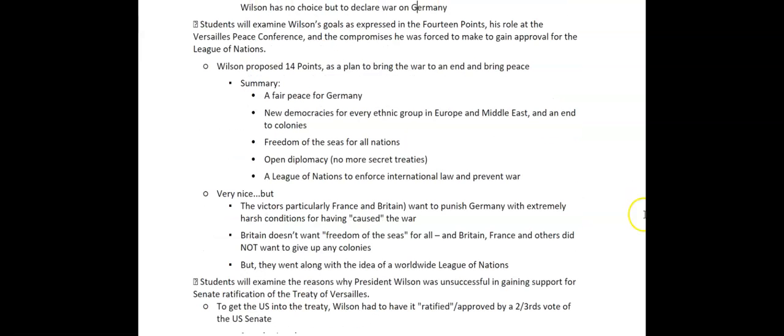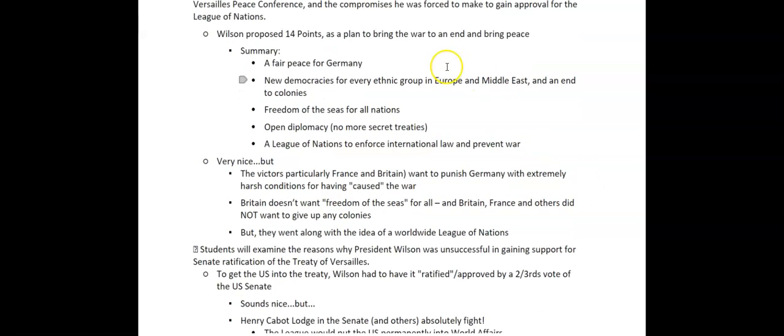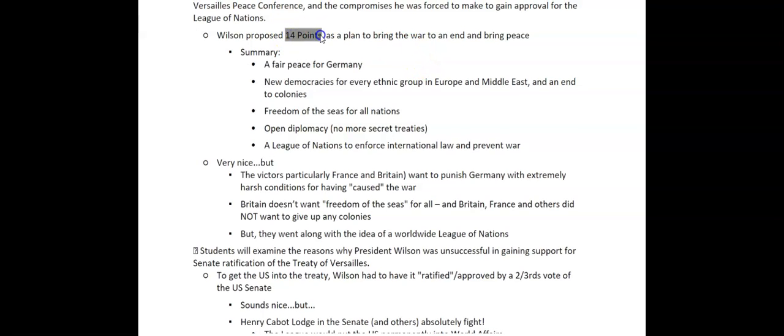The Regents say, students will examine Wilson's goals as expressed in the 14 points, his role at the Versailles Peace Conference, and the compromises he was forced to make for approval of the League of Nations. All right, so we can be pretty simple about this, I think. Wilson proposed his famous 14 points as a plan to bring the war to an end and bring peace. The details of the 14 points, you don't have to memorize all 14 or anything. The basic sense of it is this.